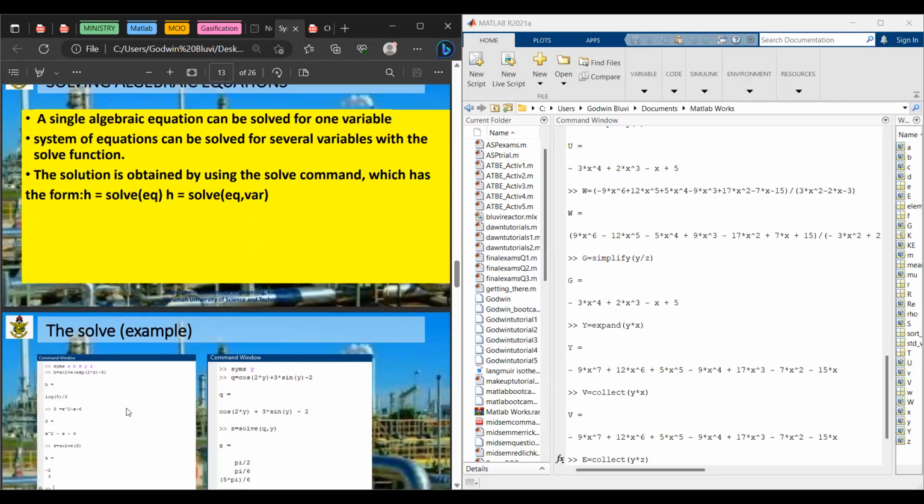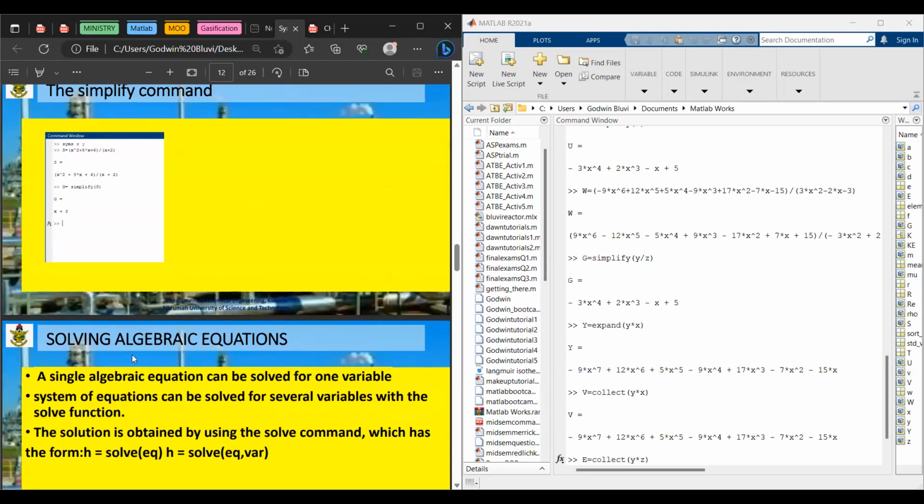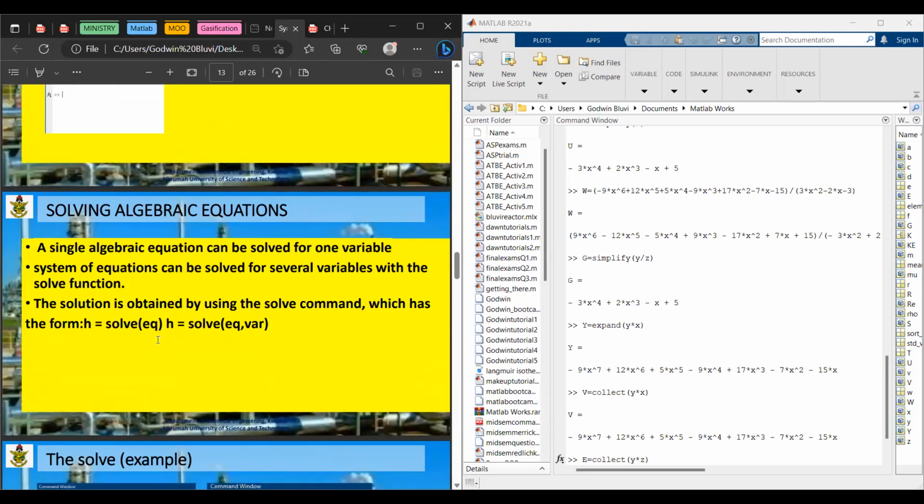Great. So we can try that. When we are doing algebraic equations in MATLAB, you use the solve command. When you don't equate the equation to 0, or when you don't equate it to something, and you just put it there, it will equate it to 0 and solve it for you. Do you understand what I'm saying?